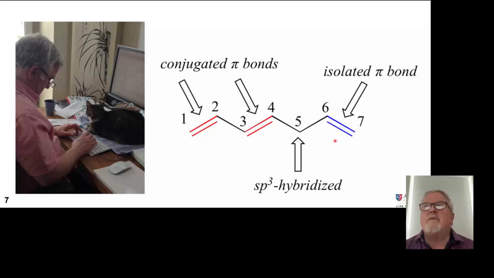But over on the other side, we talk about this being an isolated pi system because it cannot communicate with this pi system over here. It's isolated from it because there's this sp3 hybridized carbon in between. So let's take a look. Let's get into this and see what we're talking about between these conjugated and isolated double bond systems.